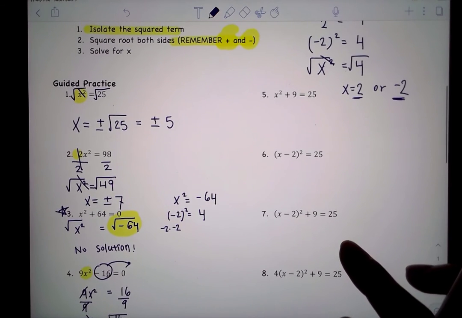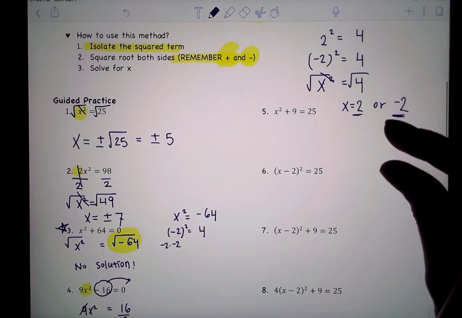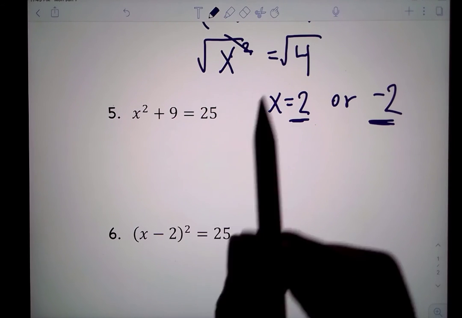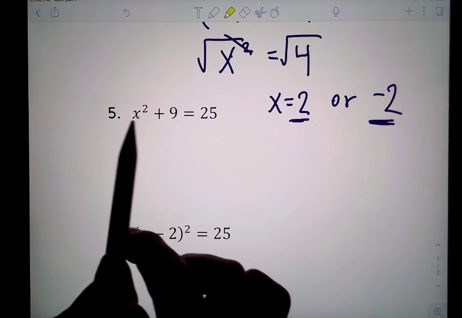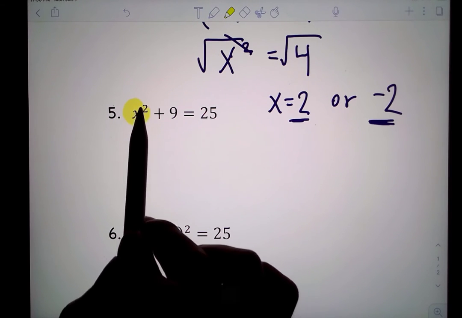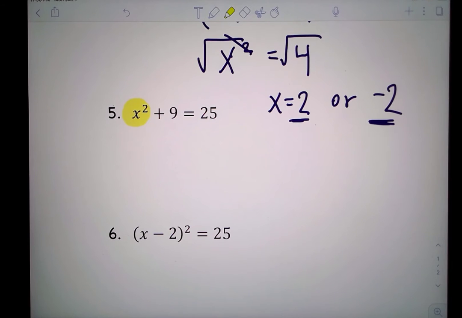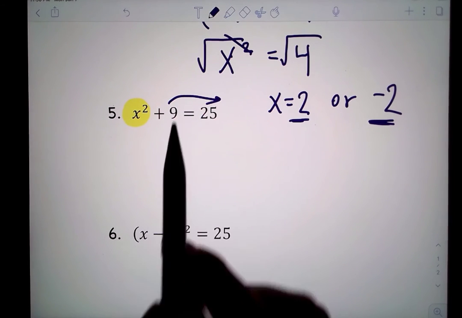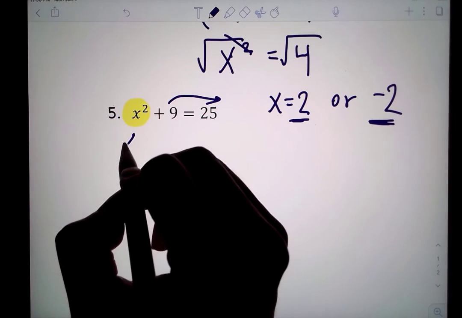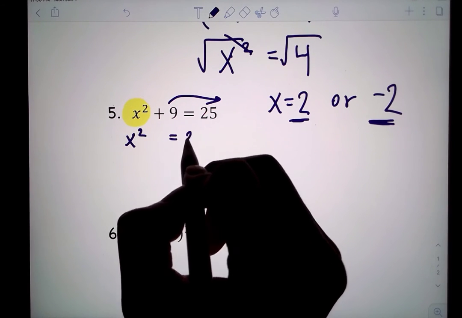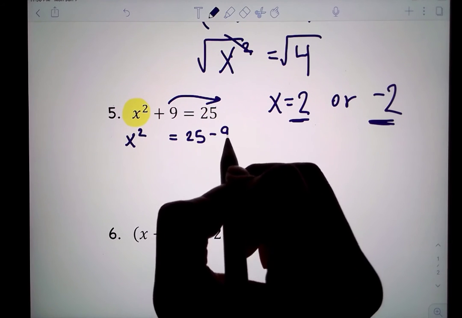Okay, number 5. So we're doing the same thing. So guys, this one, there's no b, right? No b, but you have x squared. So I want to isolate that term. I want to isolate it. So I don't need this 9. So put it over there. Then we can write it x squared equals 25 minus 9.